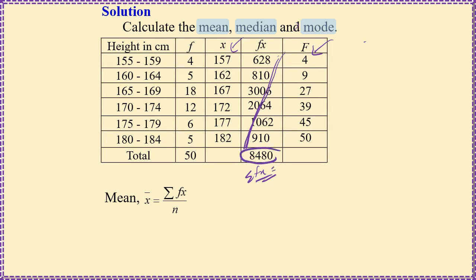So now to find the mean, we just need the summation of fx, which here is 8480, and then divide by the total frequency, which is equal to 50. So we get the answer 169.6. So this is the mean. The mean of the height of the students is equal to 169.6 cm.